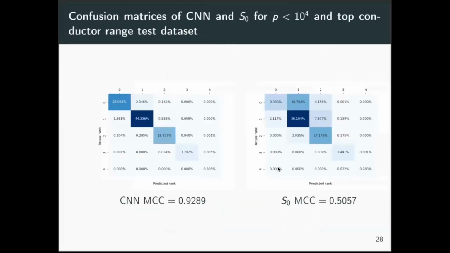If you look at the confusion matrices here, you can see that there are lots of mistakes, especially with curves of rank 0 and rank 1. In our experience, it was harder to classify these curves of rank 0 and 1.